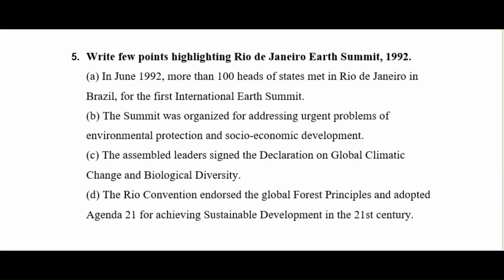5. Write a few points highlighting the Rio de Janeiro Earth Summit, 1992. A. In June 1992, more than 100 heads of states met in Rio de Janeiro in Brazil for the first International Earth Summit. B. The summit was organized for addressing urgent problems of environmental protection and socio-economic development. C. The assembled leaders signed the Declaration on Global Climatic Change and Biological Diversity. D. The Rio Convention endorsed the Global Forest Principles and adopted Agenda 21 for achieving sustainable development in the 21st century.